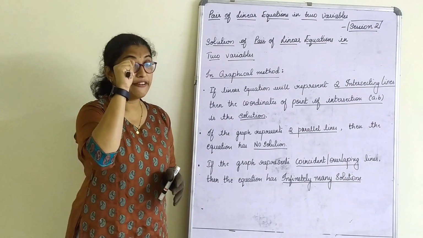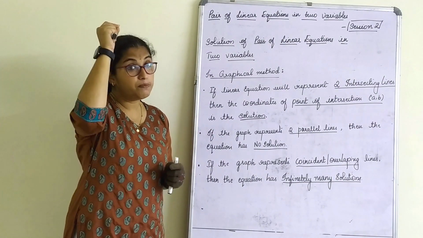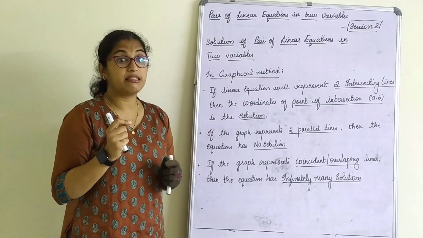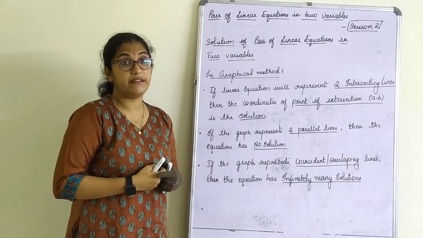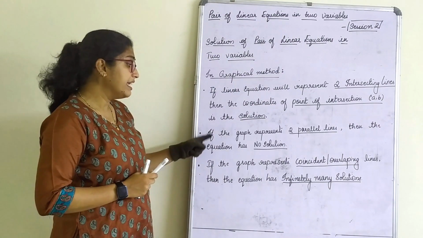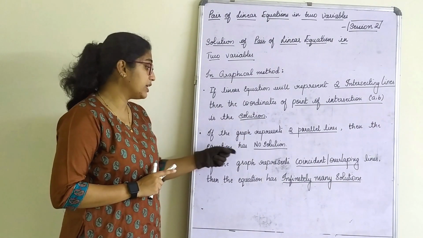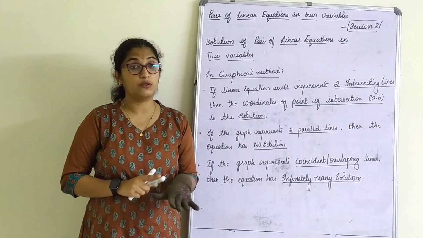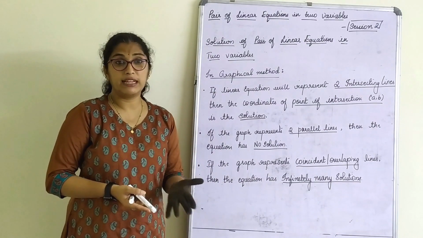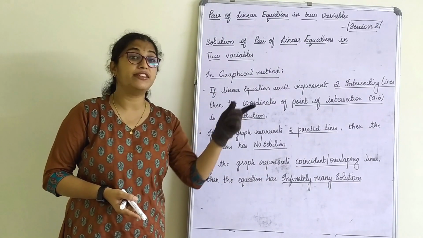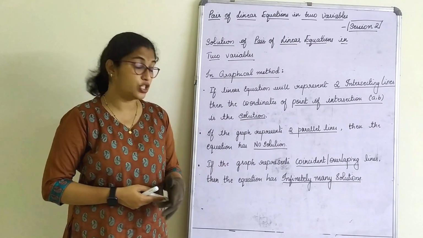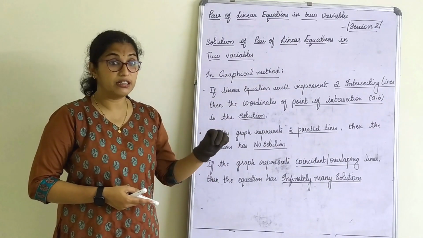For the first two graphs we got intersecting lines. The point where they intersect is nothing but the solution to the given equations. If the graph represents two parallel lines, then the equation has no solution. That means you cannot solve that equation. There cannot be a definite solution to the given equation, which we got in the third graph.